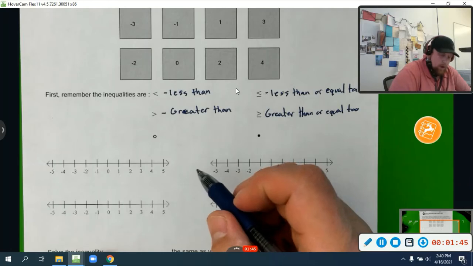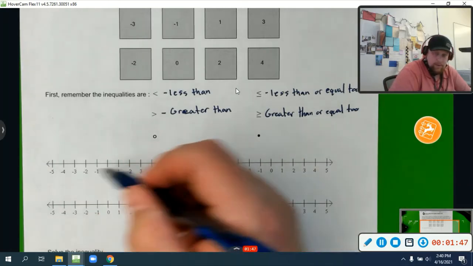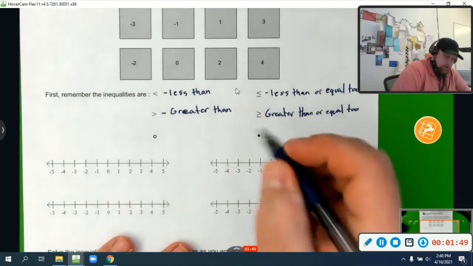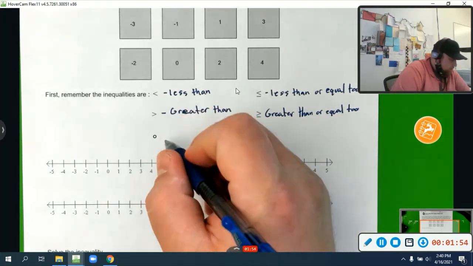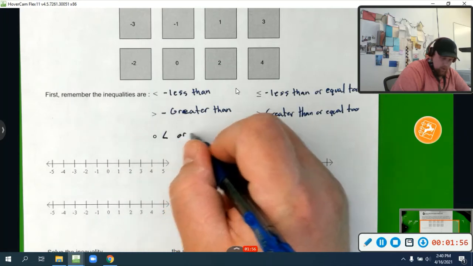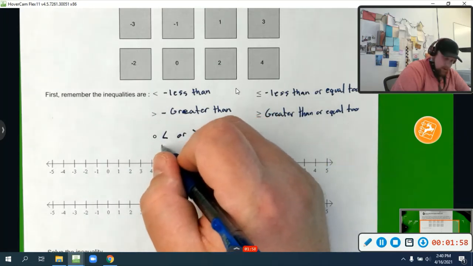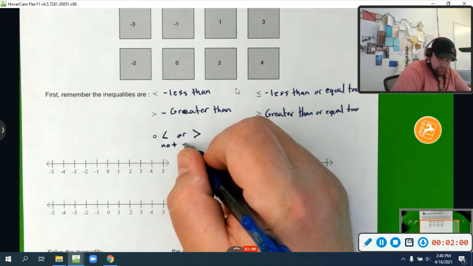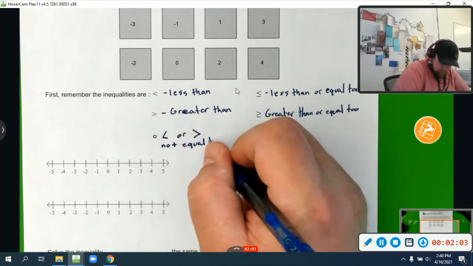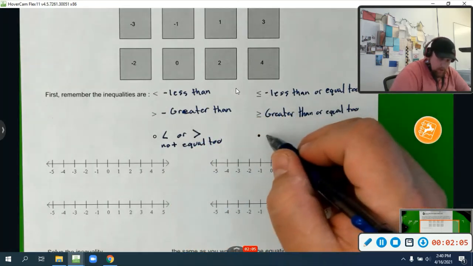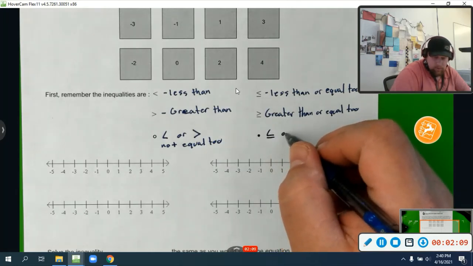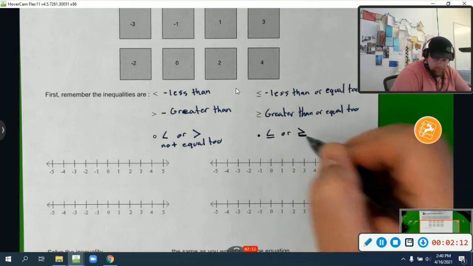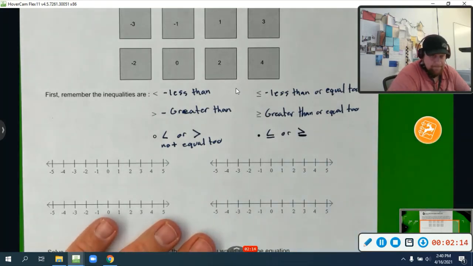And when we're actually doing graphs over here on these number lines, you're going to use either an open dot or a closed dot. And the open dot means less than or greater than, not equal to. I'll explain that. And then the closed dot is going to be less than or equal to, or greater than or equal to. One or the other. We'll talk about that. So, first things first, let's take a look at this.